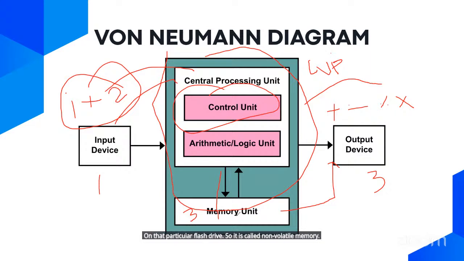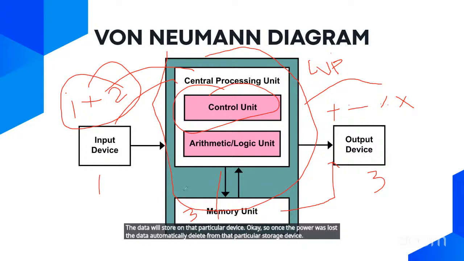But on this computer, we get one component called RAM, random access memory. That is also a part of the storage devices. While the power is on, the data will be stored on that particular device. Once the power is lost, the data is automatically deleted from that storage device.